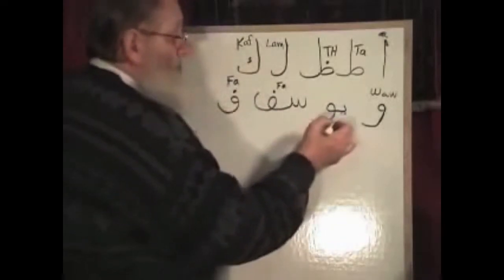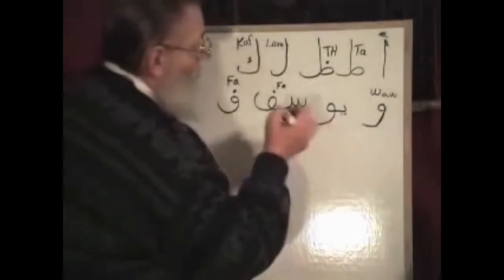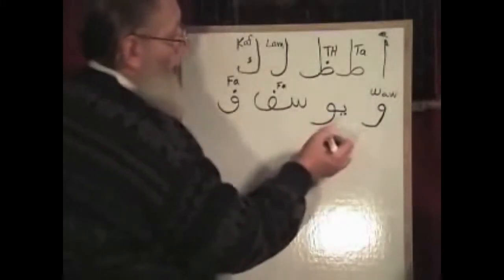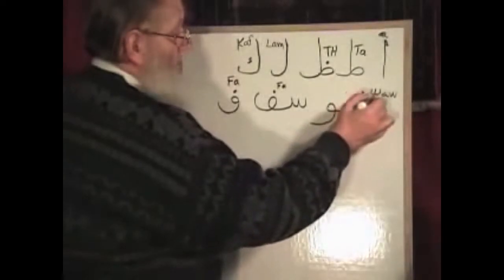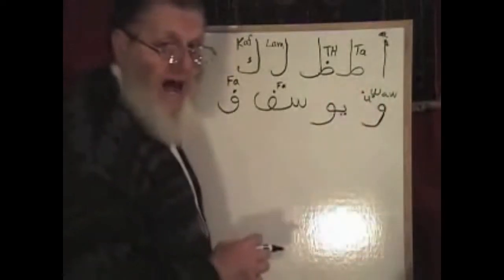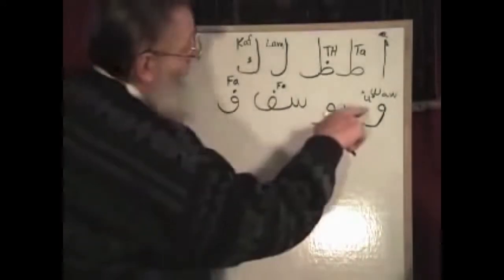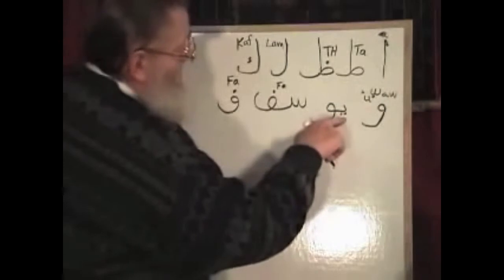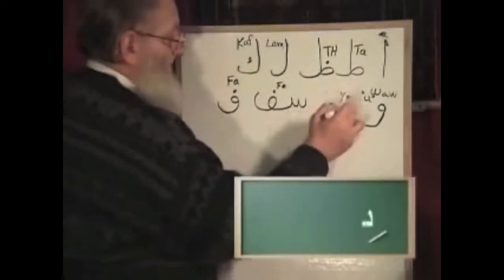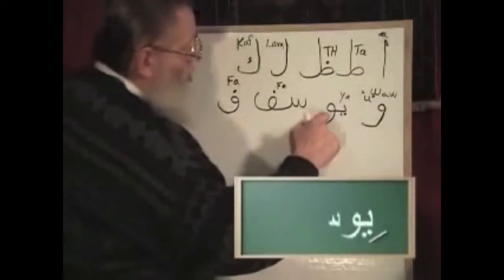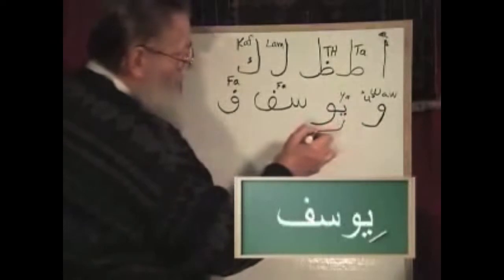And he has a sound sometimes like ooh, ooh. He has a U sound sometimes. Wow. It's an amazing letter. I told you that. He can sound like a U sometimes. Sometimes he sounds like a W, wa, wa, wa. But sometimes he sounds like ooh, ooh, ooh. And now watch what's going to happen. This is ya. Remember that because we had two dots below. And this is now ooh. So it's pronounced yu.